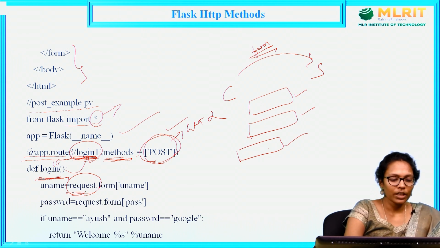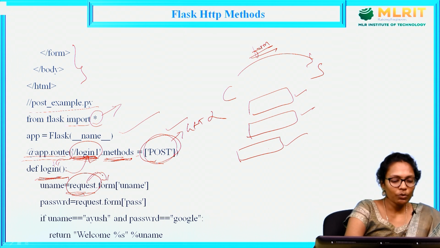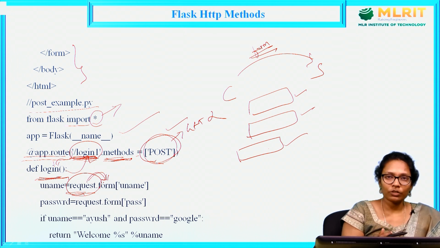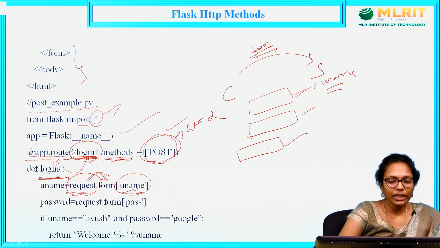So request dot what the client has sent? Form. So form is a predefined array here which contains the form data. The complete form data will be stored in this array. So request dot form contains all the form information, but what I want especially is the username field. For this username field, I have given a name called uname that you need to pass as the attribute here. So form of uname, it will retrieve the name which you have entered in this text field.